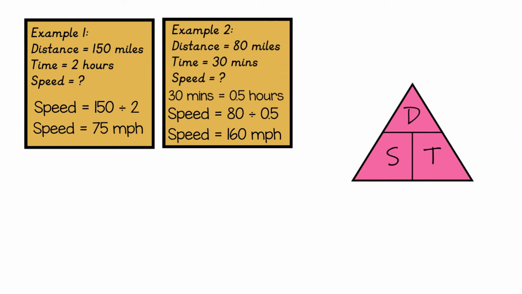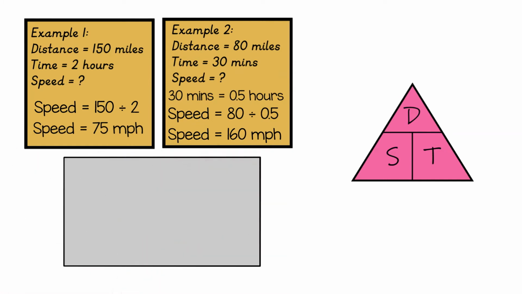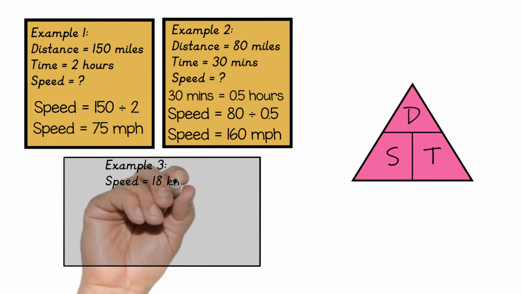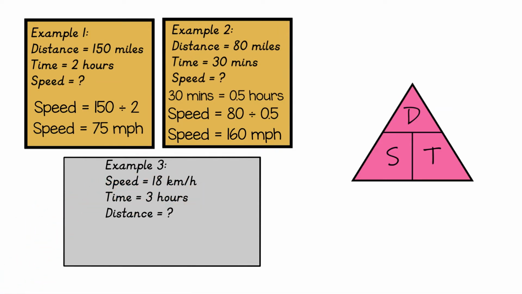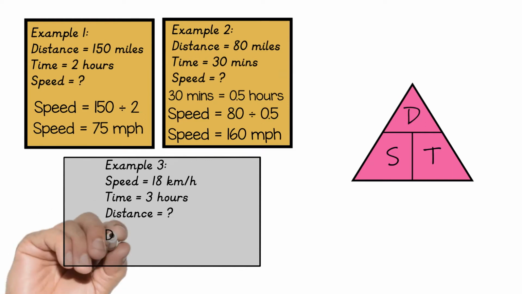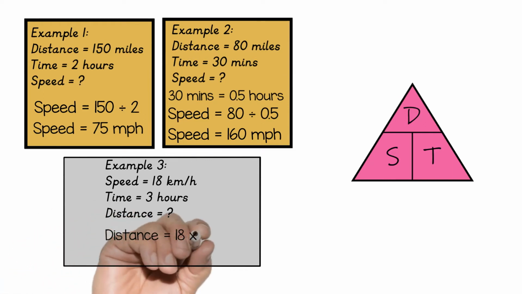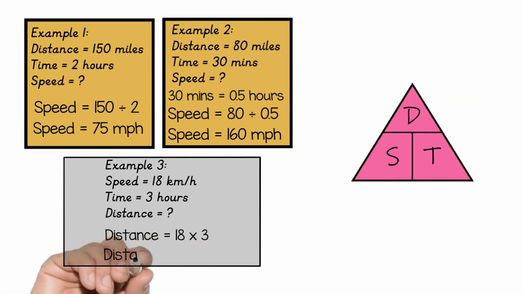Finally, in example 3, we have the speed of 18 kilometers per hour. We have a time of 3. To find the distance, it's just speed times time. So 18 times 3, and your units are going to be in kilometers. So that's how you use the distance, speed and time triangle.